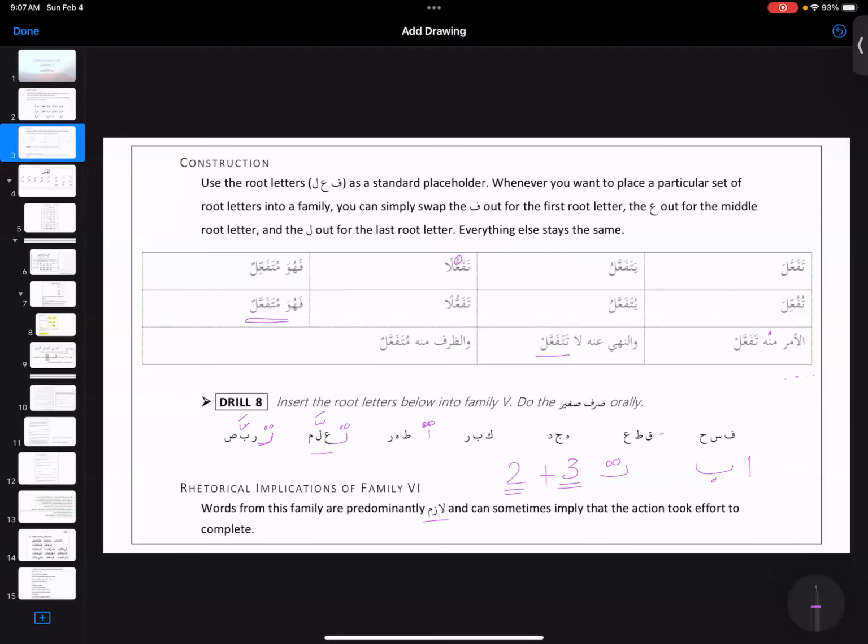Okay, got it. I thought it was family 3 plus family 2, and I said, okay, it doesn't make sense. All right, I got it now. So he used to say 2 plus 3, and now 2 plus 3 makes 5, right? Okay, this is family 5. Thank you very much for clarifying.